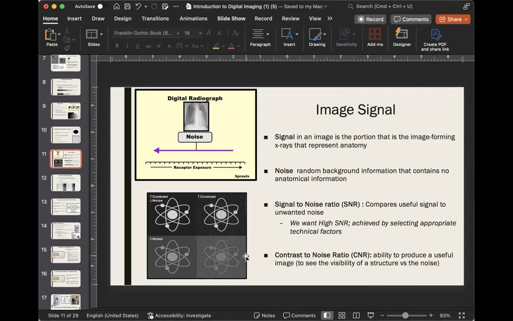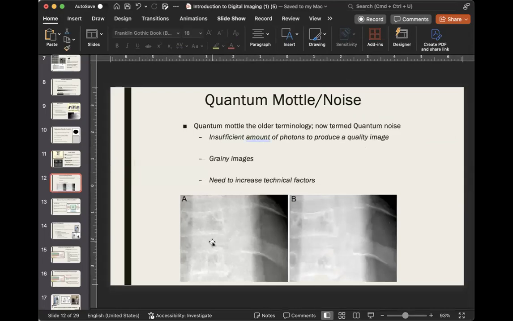Noise is something we want to avoid, right? Because this is what it looks like. That quantum model or quantum noise. The noise that we see is this grainy effect. You might hear people call that a salt and peppery effect, right? The term quantum noise is the one we use. And so whenever we have quantum noise, we need to increase our technical factors. Typically, we will see an increase of mAs for that, okay, to get a better image. As you can see in A, it had quantum noise. Image B doesn't, because we increased the mAs to allow for us to get a better image.